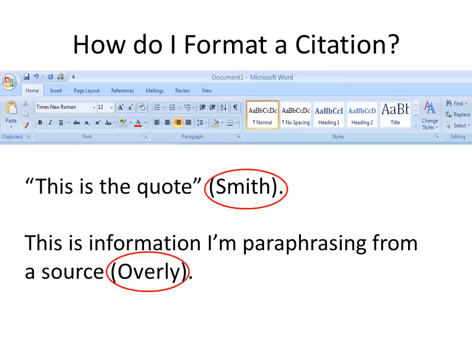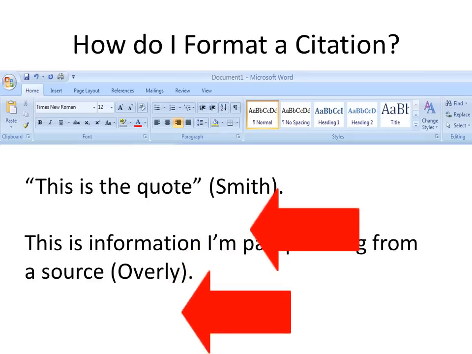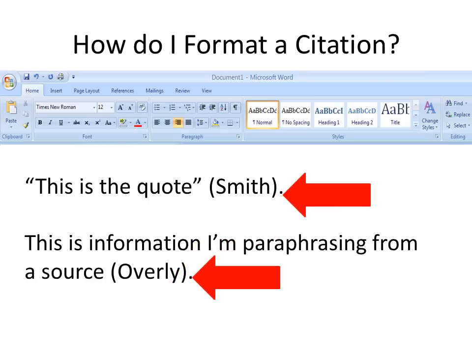Same thing for paraphrasing. This may not be a quote, but it's still their idea. You're still citing the source. Open the parentheses, last name, parentheses, then the period. Critical reminder, the period goes at the end. This is because the citation is a part of that sentence that you just wrote.